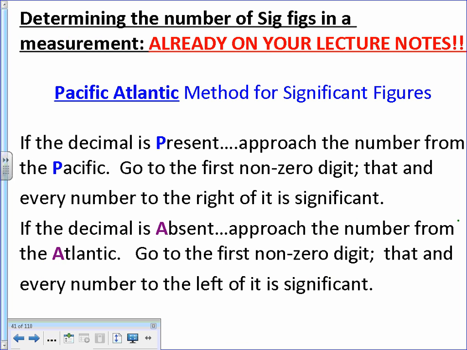Okay, so let's look at some rules. And this is on your lecture notes that I printed for you in the packet, or in the folder I gave you. Pull those out from the back of your reading guide paper.